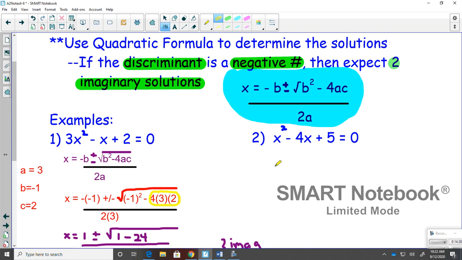Okay, on your screen right now you see the second one. I'm going to have you write that down in your notes, and then you work it out using the same process I did for number 1. x squared minus 4x plus 5 equals 0. So you need to do that one. Okay, we got a couple more things.